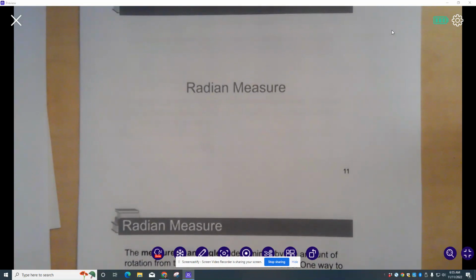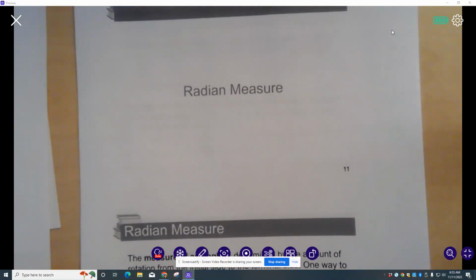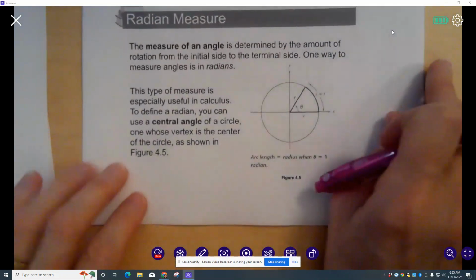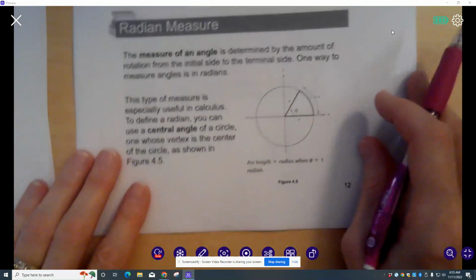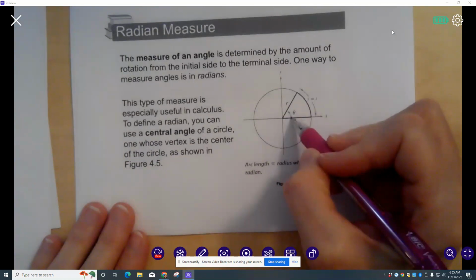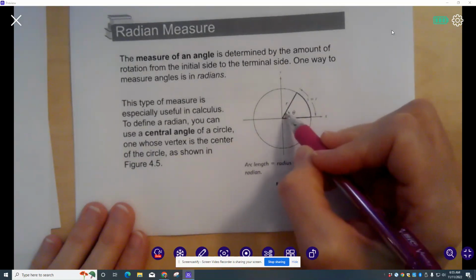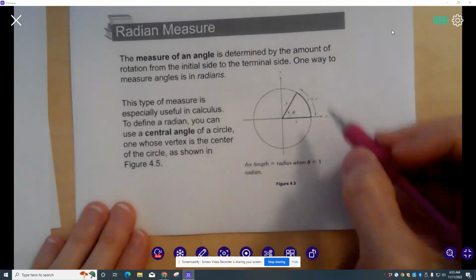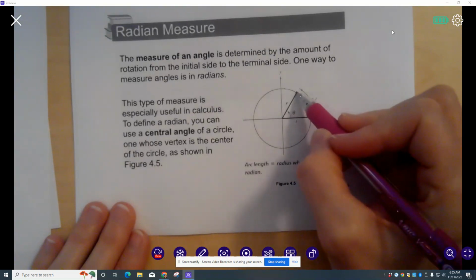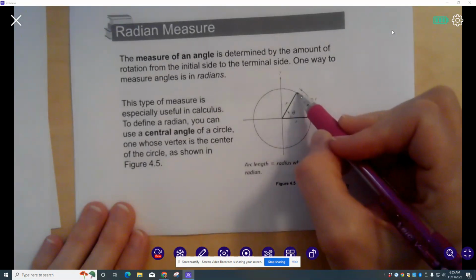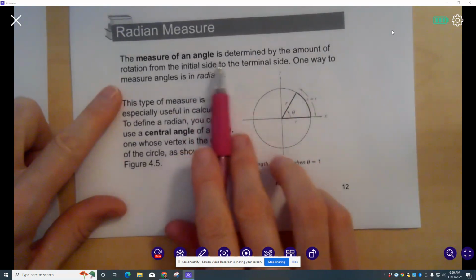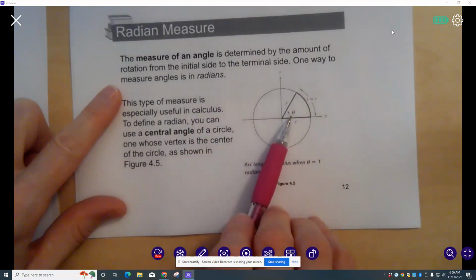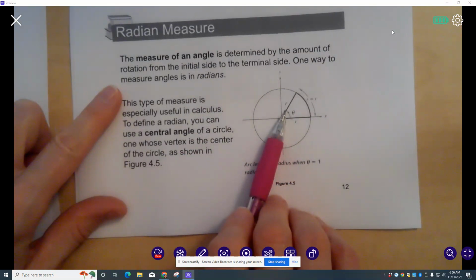Okay. First thing we're going to talk about is radian measure. Radian is just a different way to measure an angle. What you're used to is measuring the angle right down here close to the vertex. Radians measure the angle by measuring the distance of this arc. So the measure of an angle is determined by the amount of rotation from the initial side to the terminal side.